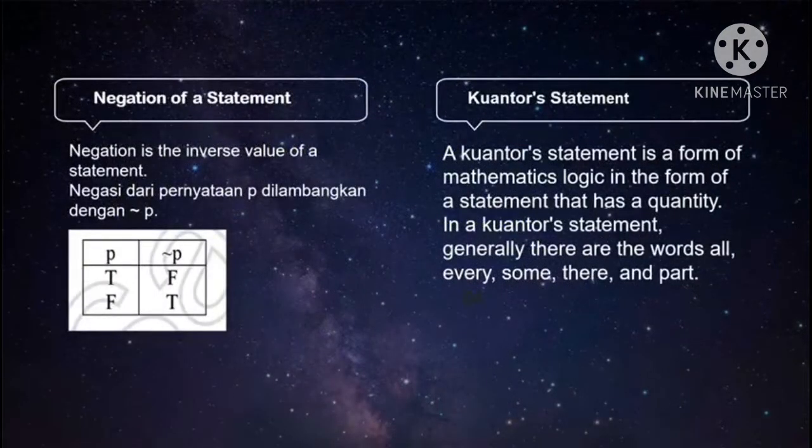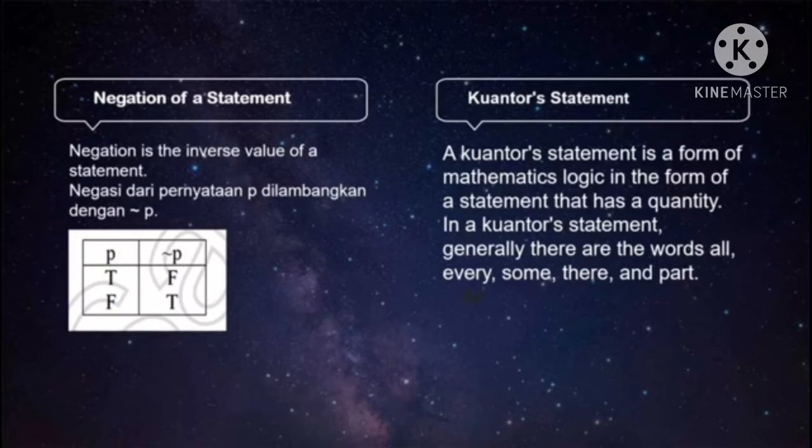And next, negation of a statement. Negation is the inverse value of a statement, where when a statement is true, then the negation is false, and when a statement is false, the negation is true. The negation of the P statement is denoted by negation P.